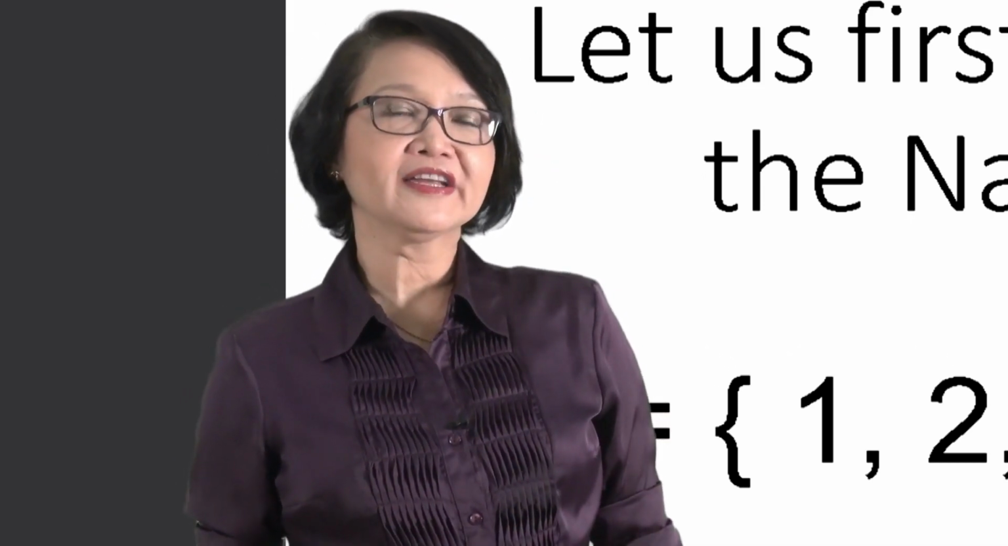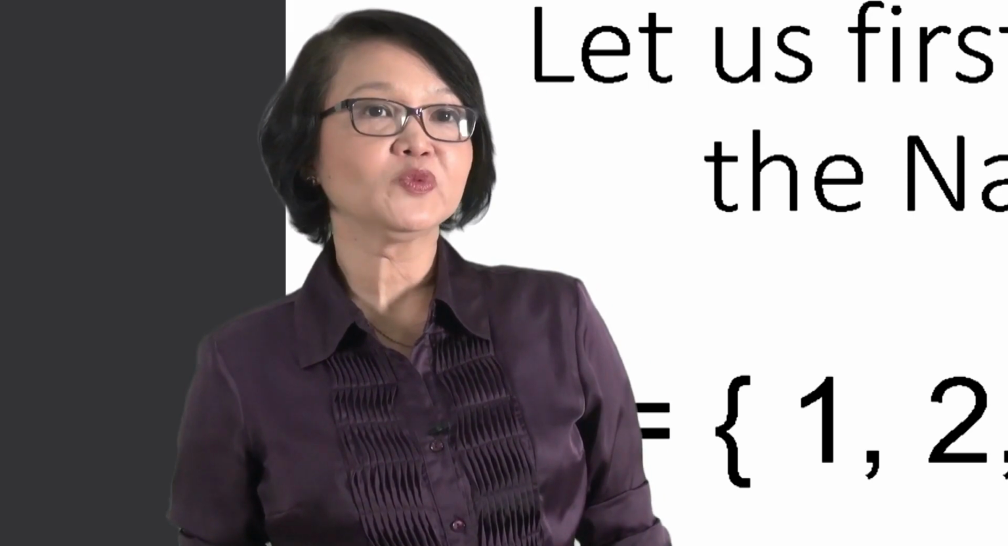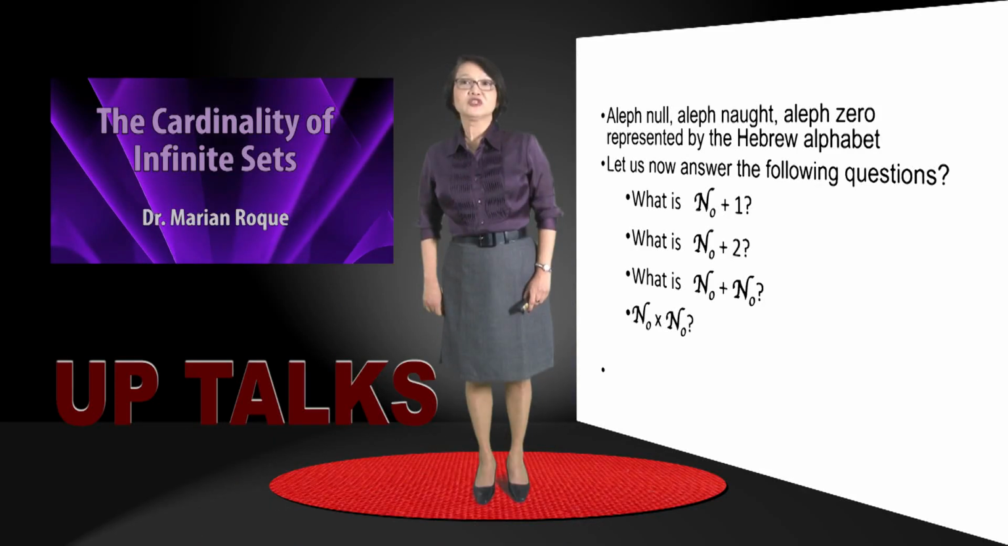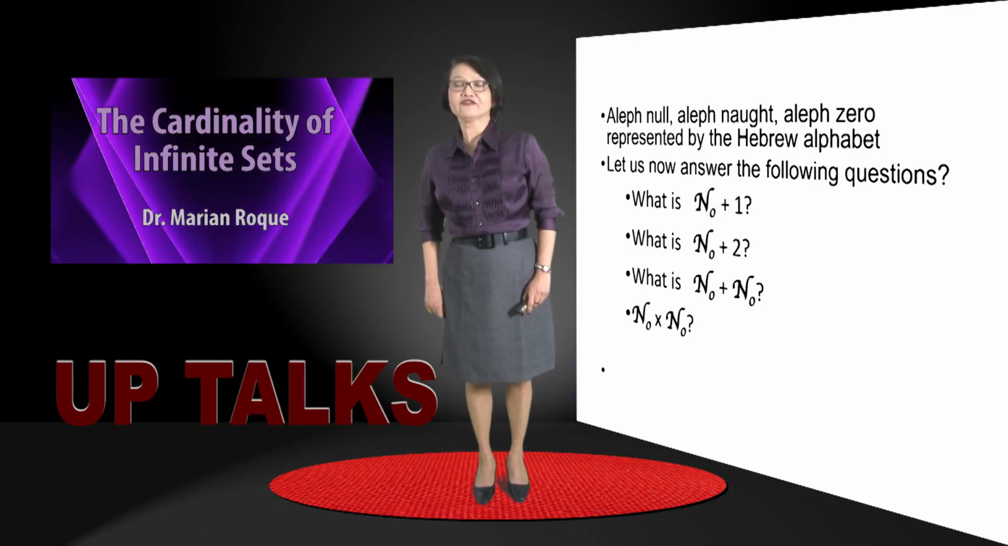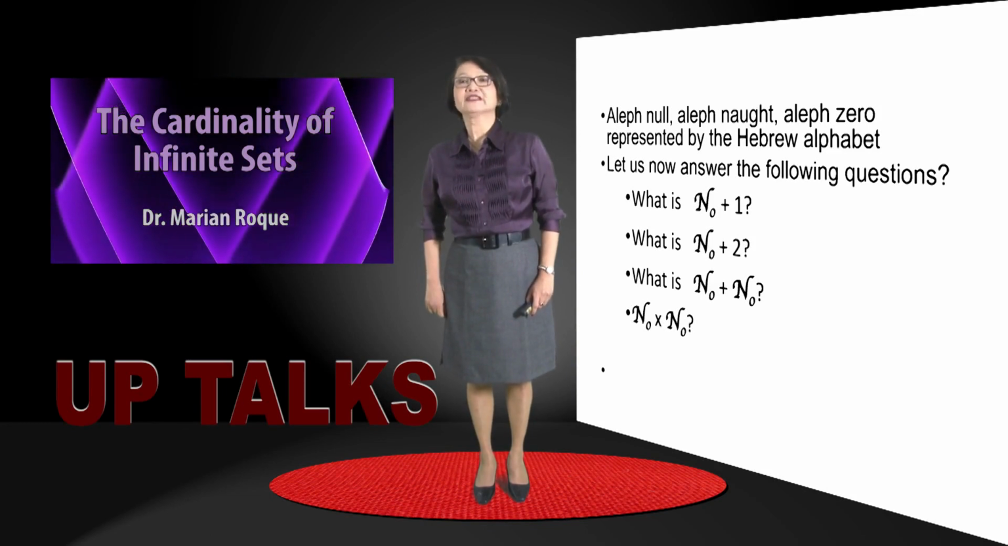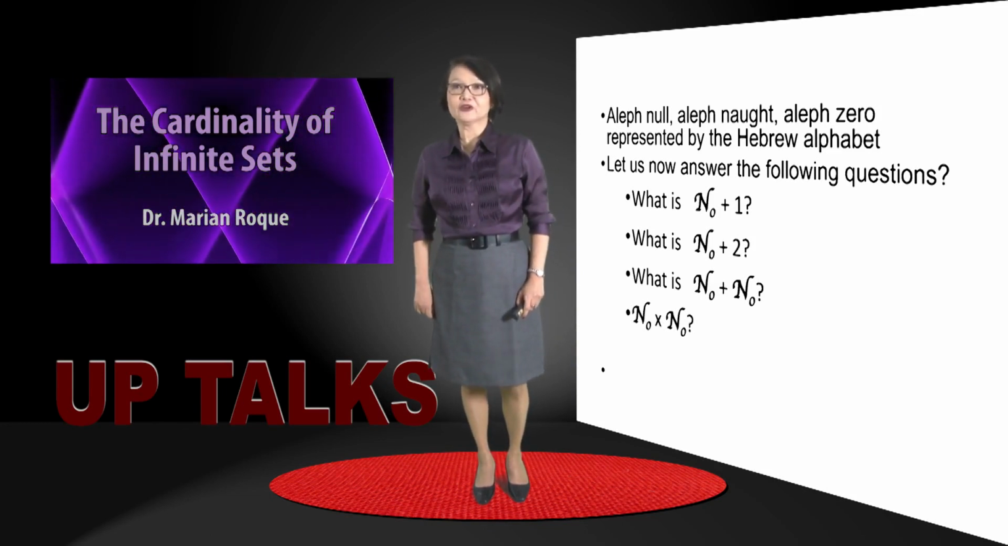So what is the cardinality of the set of natural numbers? We call it Aleph null, which is represented by the Hebrew letter Aleph. It's also called Aleph naught or Aleph 0.